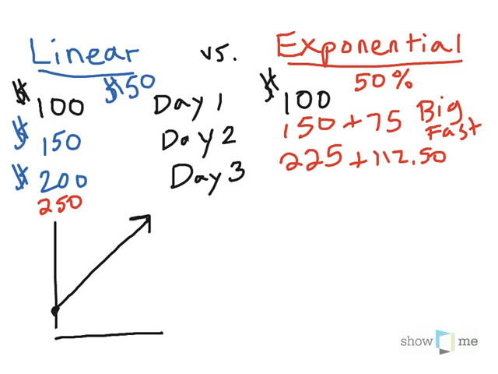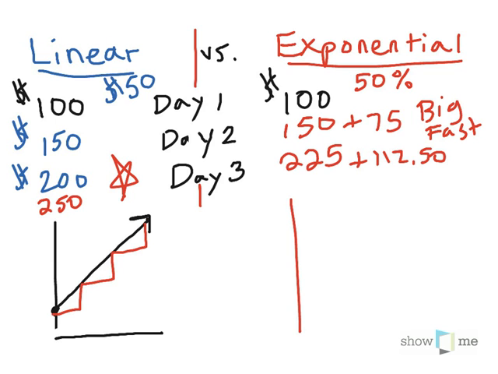We're going to spend some time over the next couple of weeks looking at scenarios like this, but it's really important you understand, especially when you're dealing with your own money, am I talking about a linear situation that grows $50 every day, steps up like a ladder, same exact amount, or am I talking about a percentage? Because that's a way different situation.